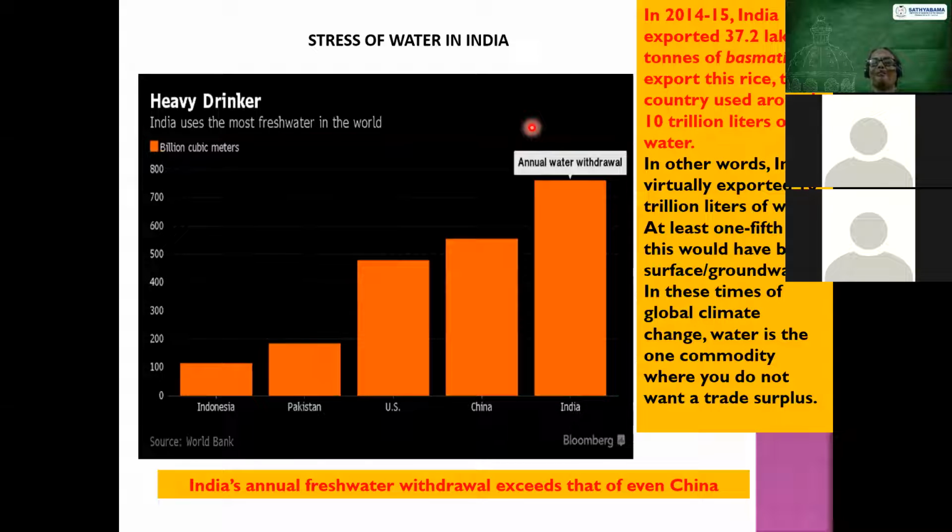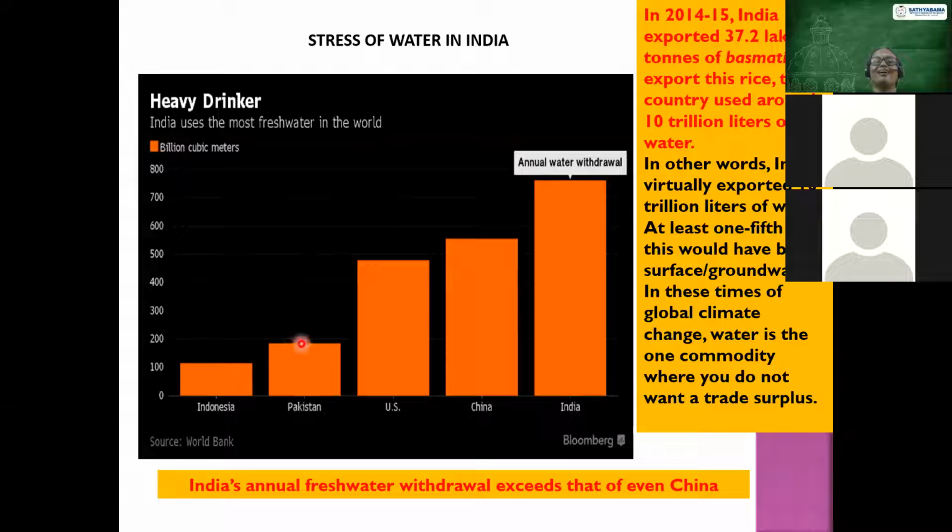Stress of water in India. Imagine we are all eating biryani, fried rice and all. How many tons of water is being used? You all know we are exporting 37.2 lakh tons of basmati rice, and we have to use 10 trillion liters of water.